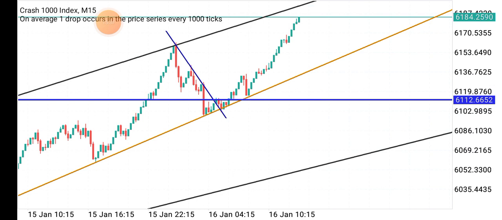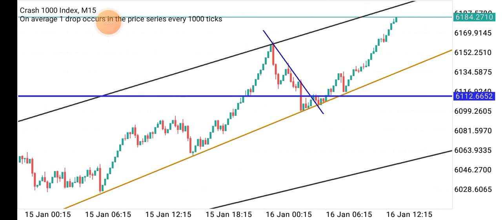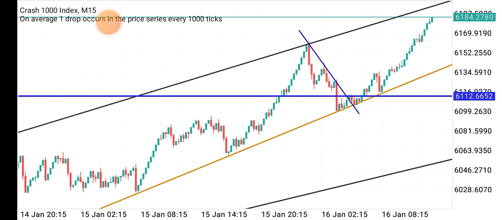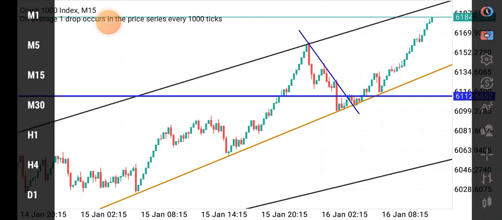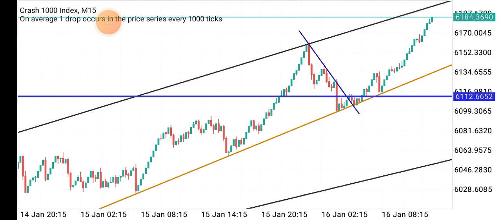All you need to do is always ensure the market is actually trending, either bullishly or bearishly. Once it is trending, the market cannot just be moving bullishly all through. It goes up and comes down, goes up, comes down.